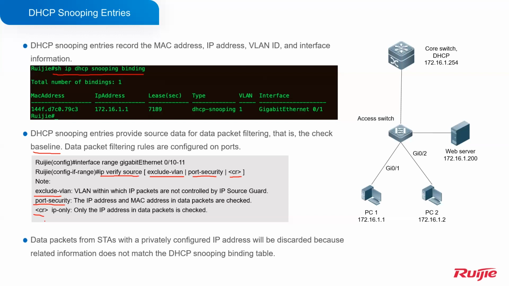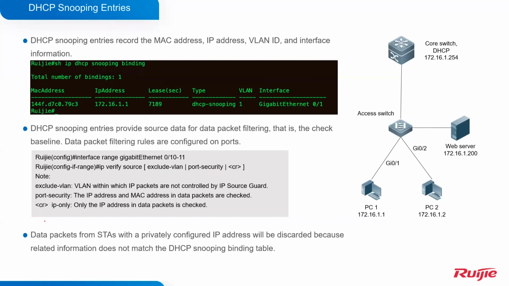IP only means that only the IP address in data packets is checked. And data packets from STAs with a previously configured IP will be discarded, because since it was manually configured, if you check the DHCP snooping binding table, there will not be an entry related to this IP. Since the DHCP snooping entries are the baseline, it will not match any entries and it will be discarded. Okay, this is about how to use DHCP snooping as a baseline and how to configure the filtering rules.